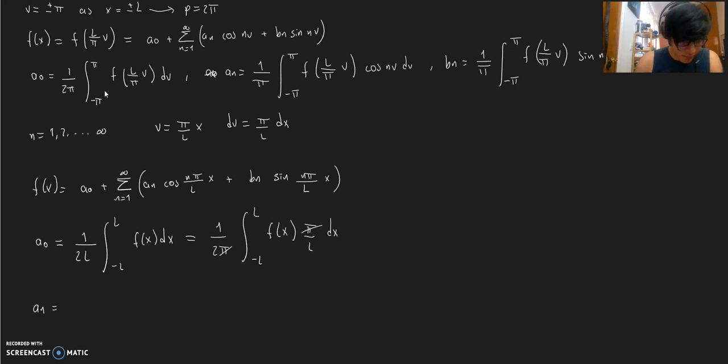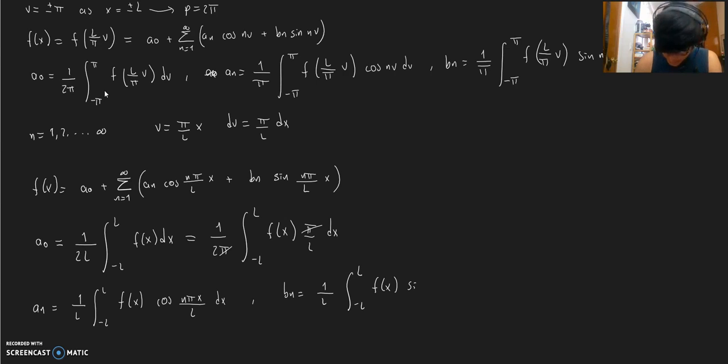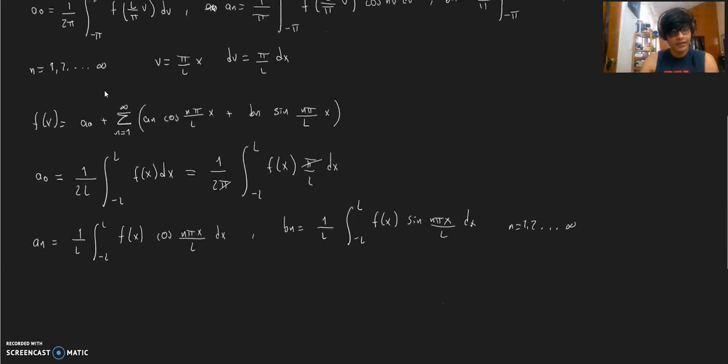Now an will be equal to 1 over L, the integral from minus L to L of f of x cosine of n pi x over L dx, and bn will be equal to 1 over L, the integral from minus L to L of f of x sine of n pi x over L dx. And as I was saying, we have still the same values for n, and we have a new way of obtaining the Fourier series of a function whose period is not equal to 2 pi.